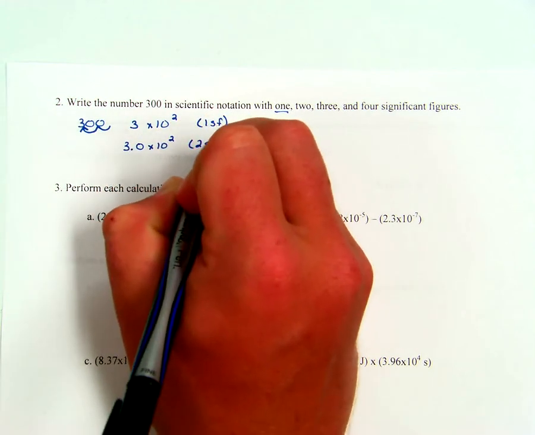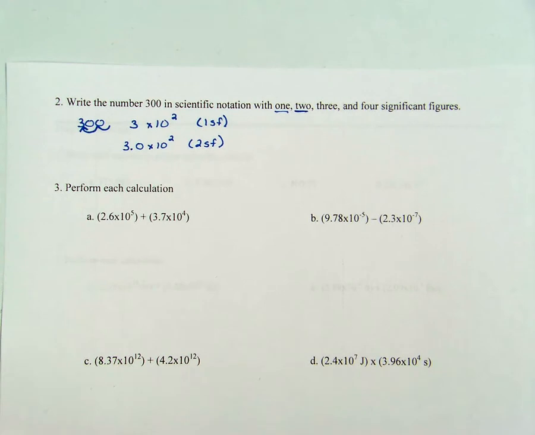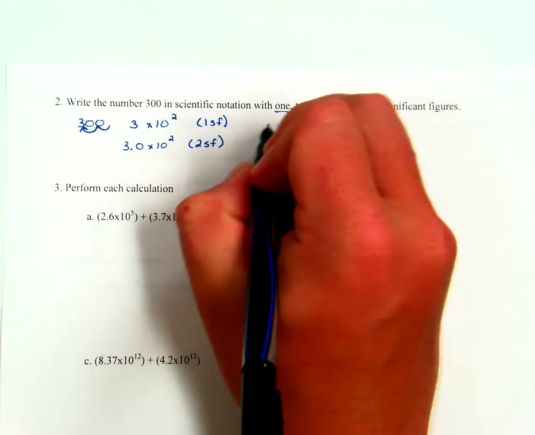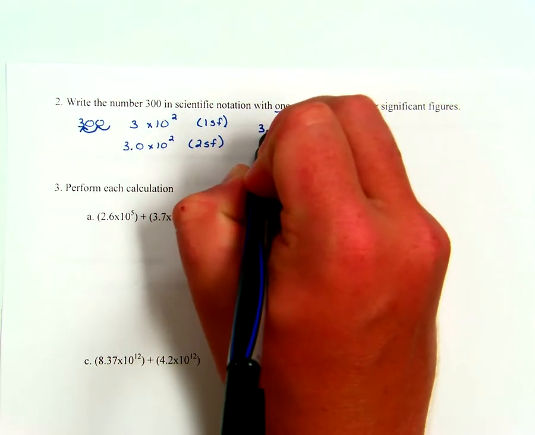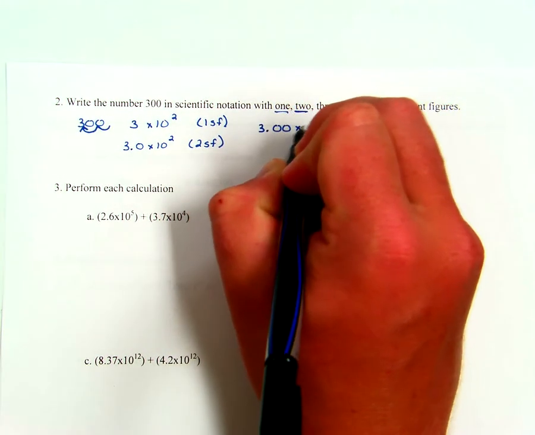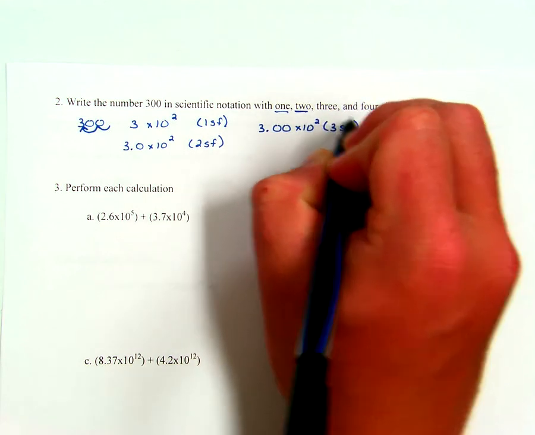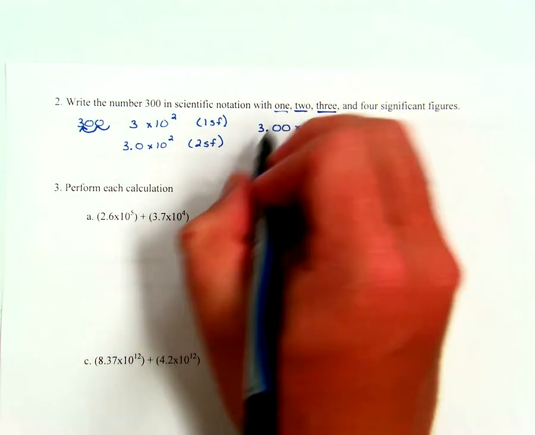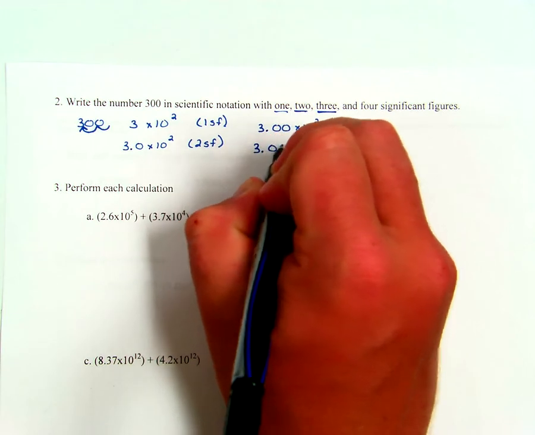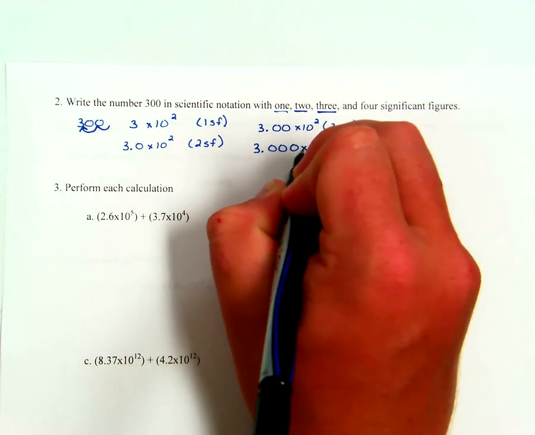And as you can probably guess, if I want a third sig fig, it would just be 3.00 times 10 to the second. That would be 3 sig figs. And then finally, if I want 4 sig figs, 3.000 times 10 to the second with 4 sig figs.